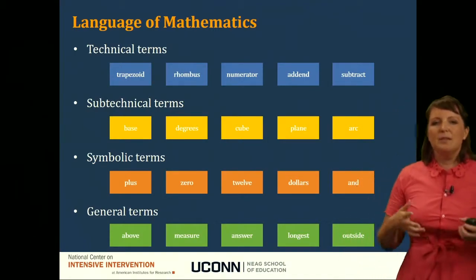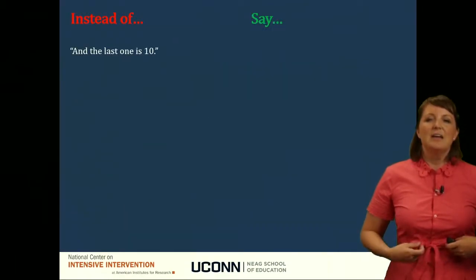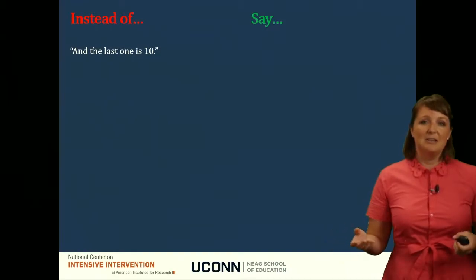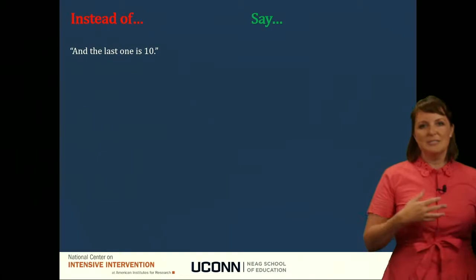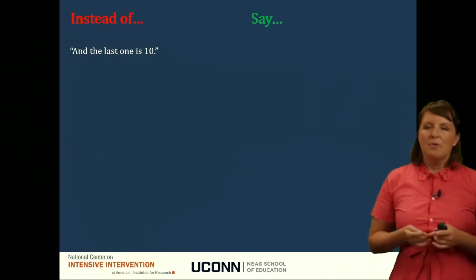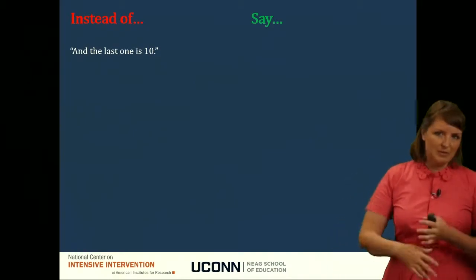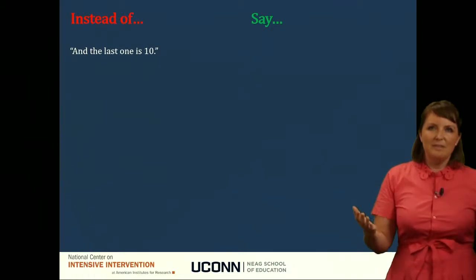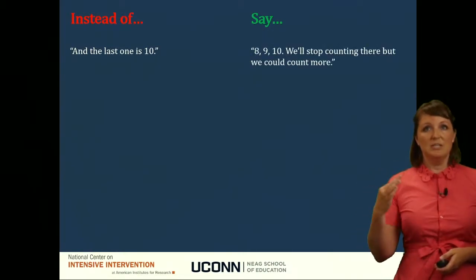So when we're thinking about numbers and operations, teachers might say, instead of, and they might say, and the last one's 10. This happens in counting, so 7, 8, 9, and the last one's 10. That's kind of a chant or a song that many teachers will say. Well, I want you to think that there's no last number. So you cannot give me a last number. Numbers go on infinity. So instead of saying that, you might say 8, 9, 10. So don't say there's a last one.